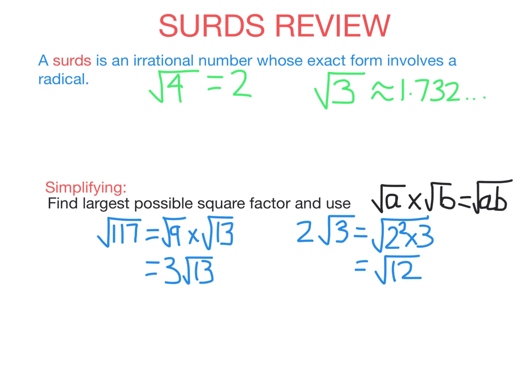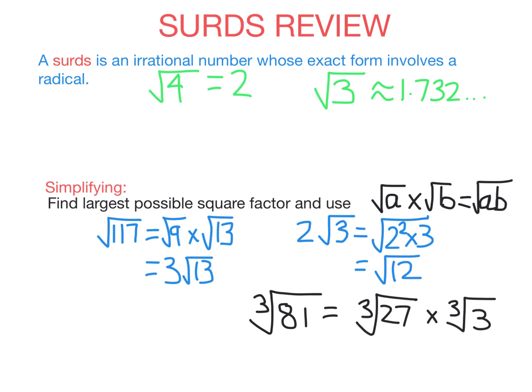Note that a similar process works if you want to simplify, say, cube roots or fourth roots. So if I wanted to simplify the cube root of 81, I find the highest perfect cube that goes into 81. That's 27. 27 is 3 cubed, so I would write this as the cube root of 27 times the cube root of 3. The cube root of 27 is 3. This here is said to be simpler because we have a lower number under the root.